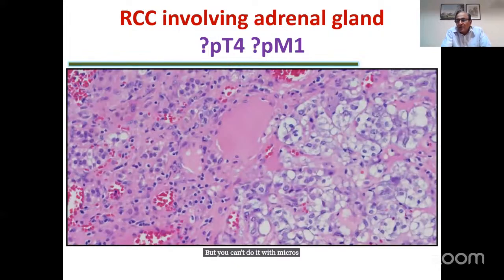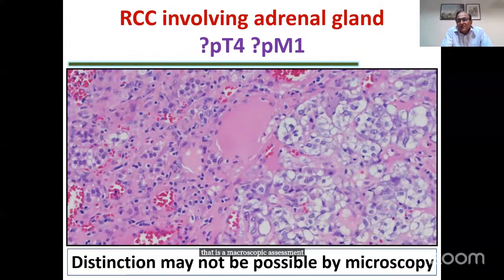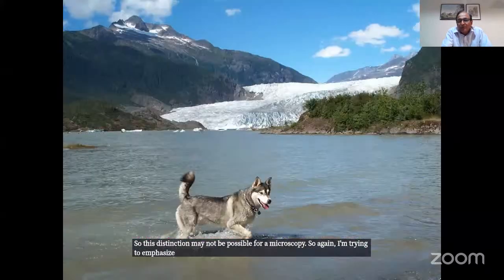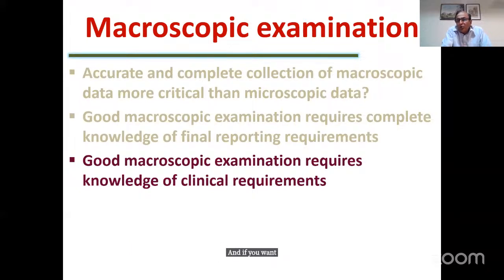So I've shown you a slide of an adrenal gland with a renal cell carcinoma in it. I can't say whether this is direct invasion or discontinuous invasion. That is where macroscopic assessment becomes critical. So this distinction may not be possible by microscopy. Again, I'm trying to emphasize how important macroscopy is. And if you want to do good macroscopy, you also need to know the clinical requirements.